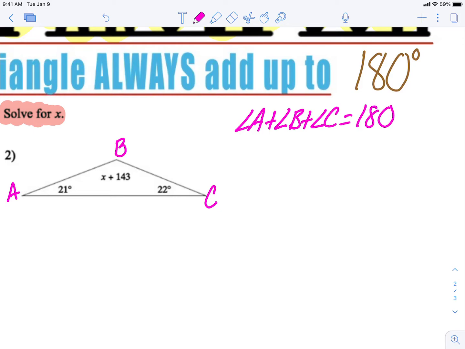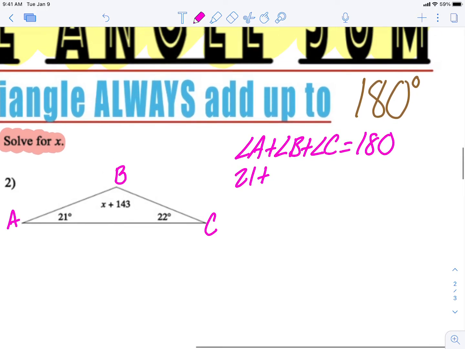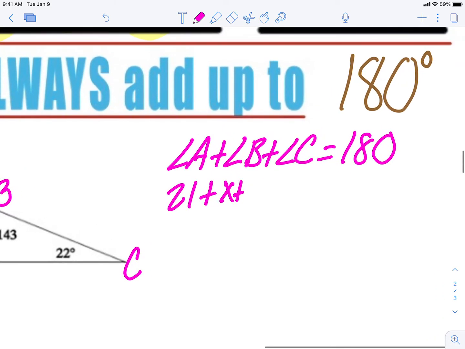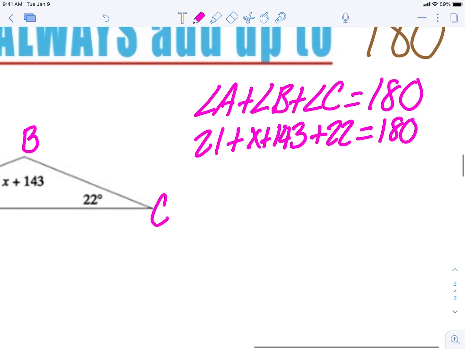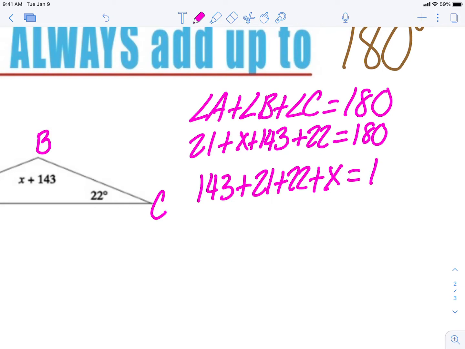So let us substitute. Angle A is 21 plus angle B is x plus 143, excuse me, and angle C is 22. And they all add up to 180 degrees. Right? So what I'm going to do is bring all my numbers together. I'm going to say 143 goes first, plus 21, plus 22, plus x is equal to 180.